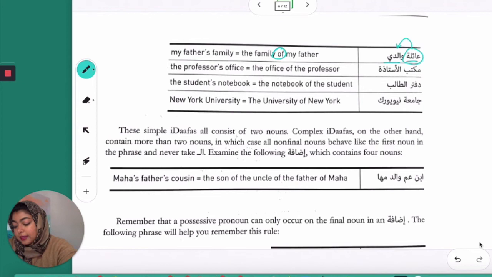If you put it in this structure, it'll help you. You say, okay, family comes first and then my father. In English, we're going to say the family of my father. But in Arabic, we're not going to put al on the beginning of that word.